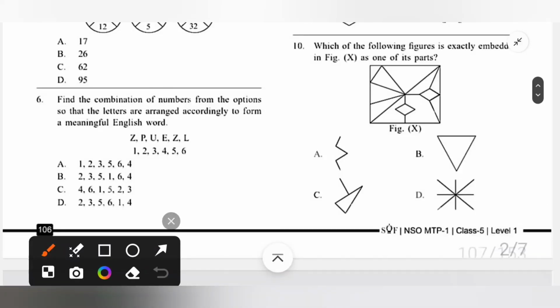10th one. Which of the following figures is exactly embedded in figure X as one of its parts? So please check options A, B, C and D. So option A. Okay, so option A is exactly embedded in figure X. So option A is the correct answer.